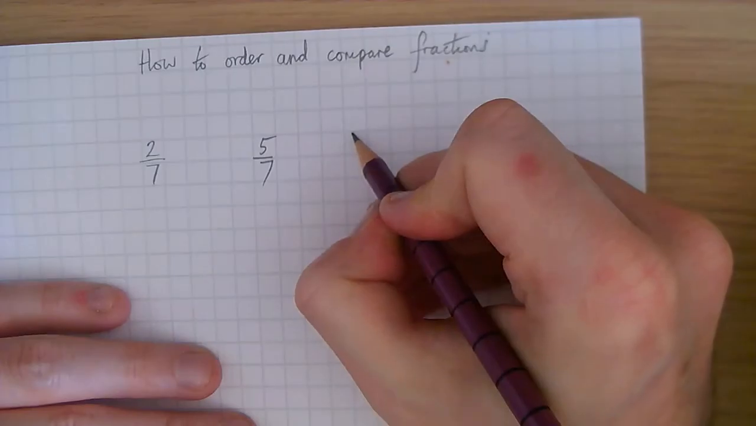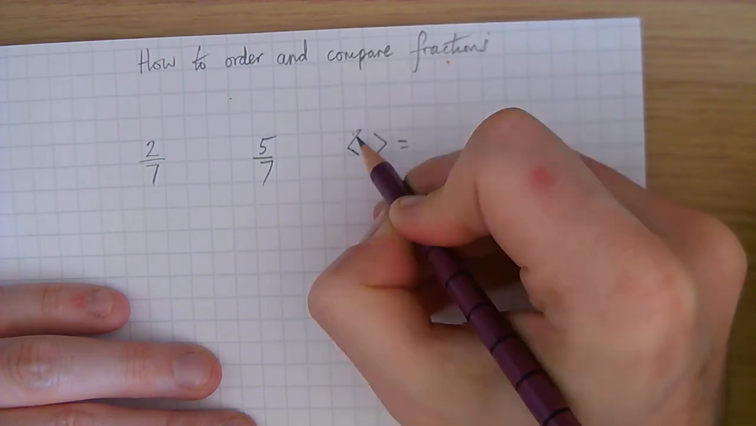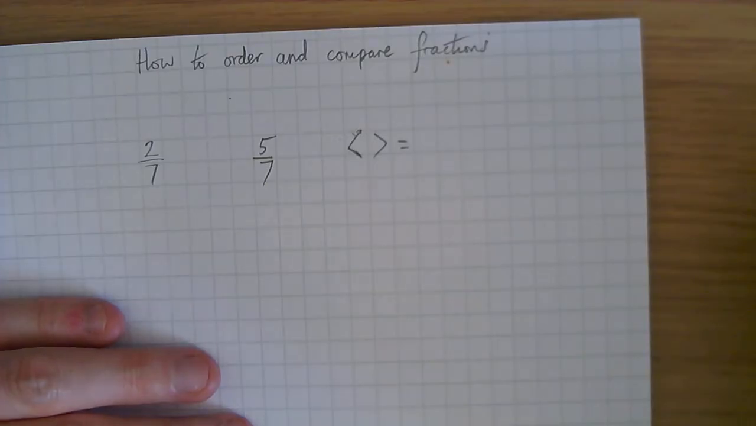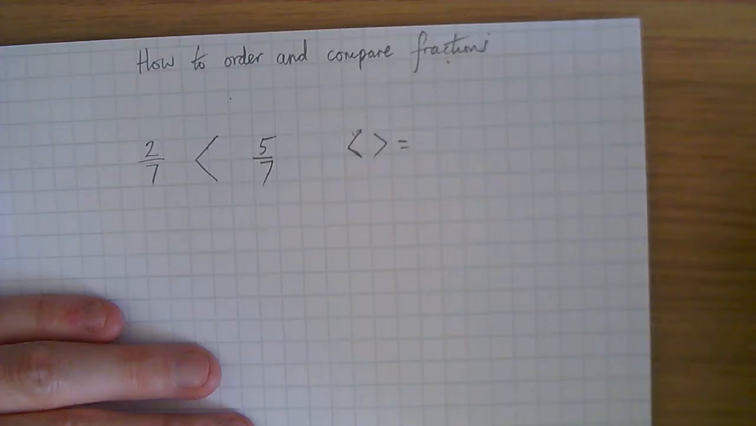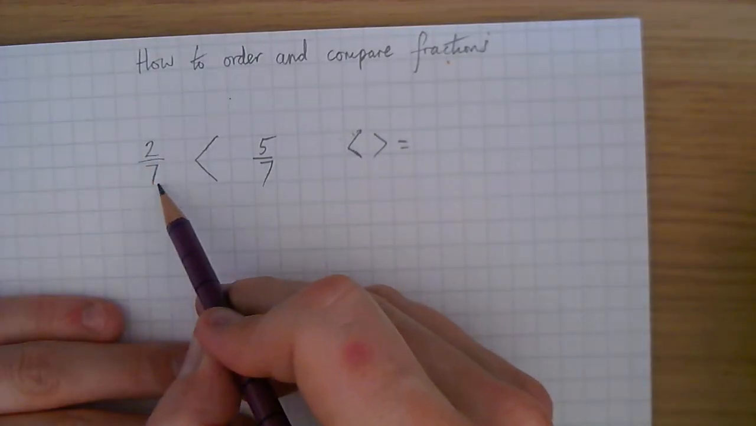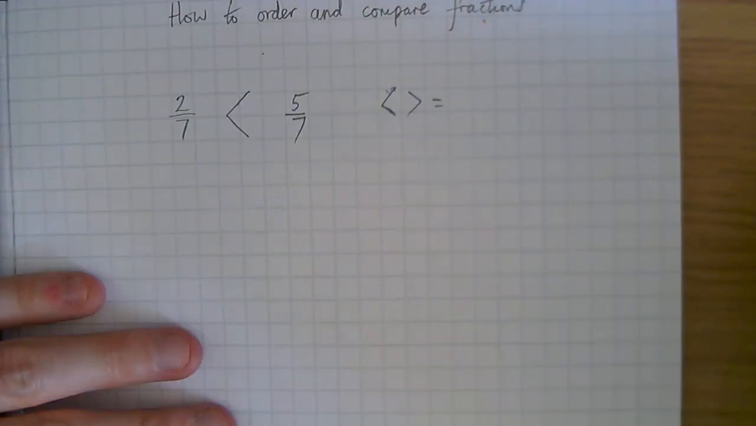We're going to use these inequality signs, which you'll be familiar with. So 5/7 is greater than 2/7, or 2/7 is less than 5/7. Really straightforward. If the denominator is different, however, it makes it a little bit more tricky.